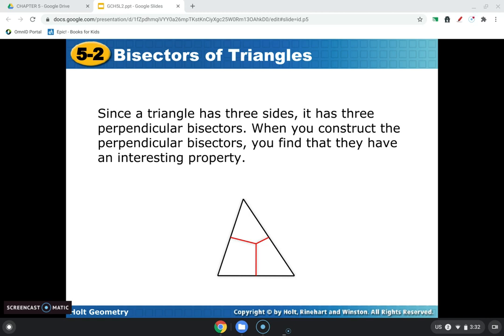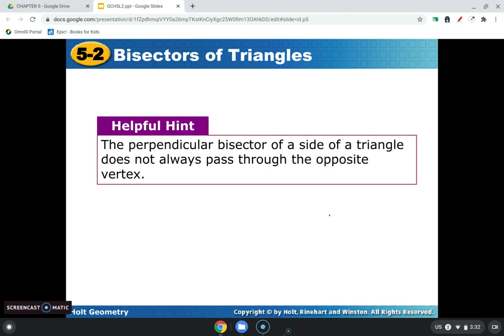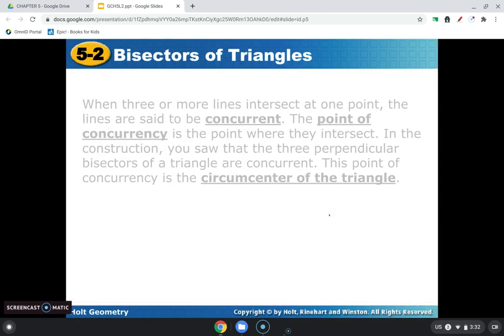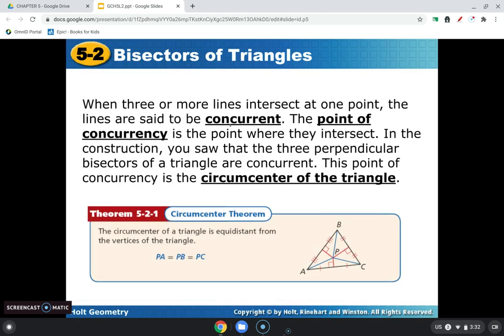Since a triangle has three sides, it has three perpendicular bisectors. When you construct the perpendicular bisectors, you find that they have an interesting property. The perpendicular bisector of a side of a triangle does not always pass through the opposite vertex. When three or more lines intersect at one point, the lines are said to be concurrent. The point of concurrency is the point where they intersect.